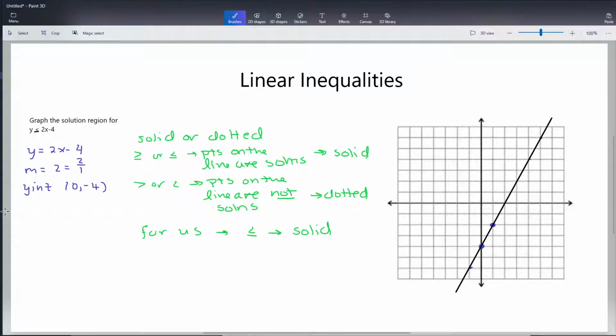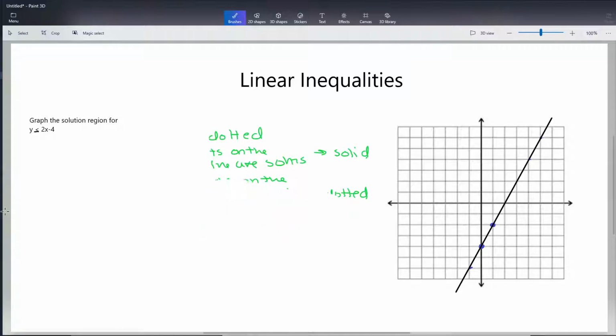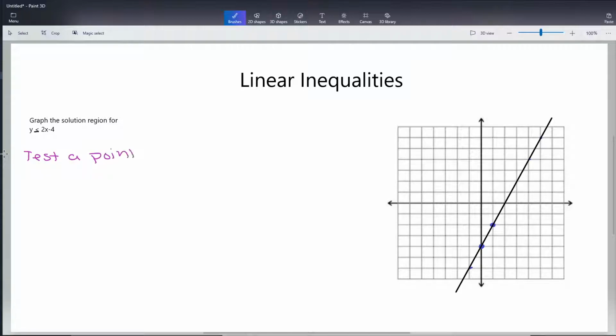The next thing we're going to do is test a point. Okay, so let's make some room for ourselves to test a point here. And I'm going to emphasize, like I did in the last video, that the point you're testing should not be on the line.